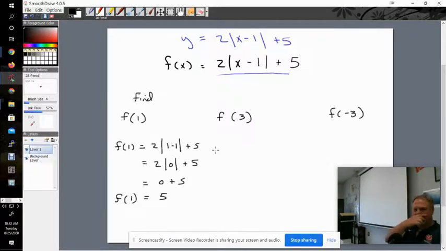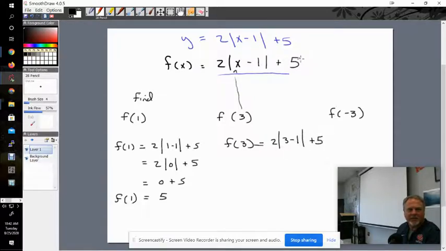I'm running out of room here, so I may just only do the second one. I'm not sure I have room to do the third one, but you'll see the point here. If I'm going to find the function value at 3, I'm going to take a 3 and plug it in for the x in the right side of the function there, where it has all the interesting things. So I'm going to have 2 times the absolute value of 3 minus 1. And after I do that and multiply, I'll have to add 5, because don't forget there's a plus 5 out there. So you work from the inside out.